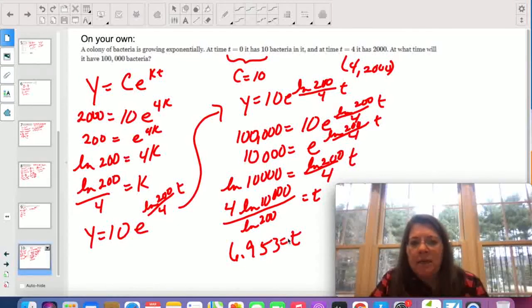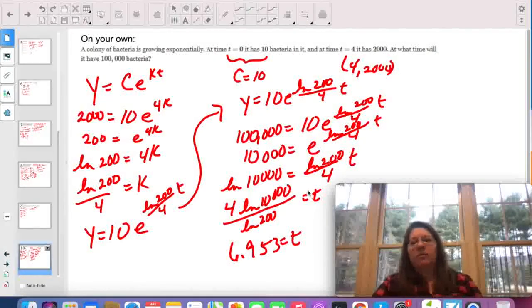Now it did not tell me how to round this, and it didn't tell me what this t value is, whether it's time in years or what it is. If it was years and it asked to round to the nearest year, you would say 7 years. Minutes, 7 minutes, and so forth. But pay attention to what it says for rounding. If they don't give you a specific value to round to, I would do 3 decimal places every time.